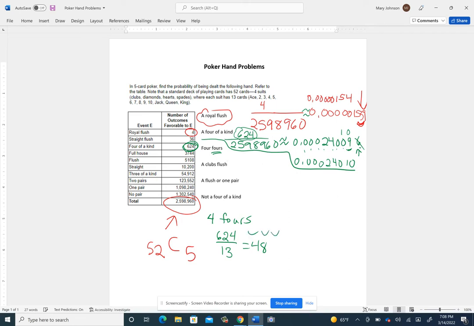They would have 4 fours in them, so some kind of 4 in each of these spots. And then it would have a 5th card that could be any one of the remaining 48 cards. Okay, so that's where that comes from. Now, that's not the answer to the question because I want the probability of getting 4 fours. So I'm going to take that 48 over this 2,598,960. I'm going to divide it.